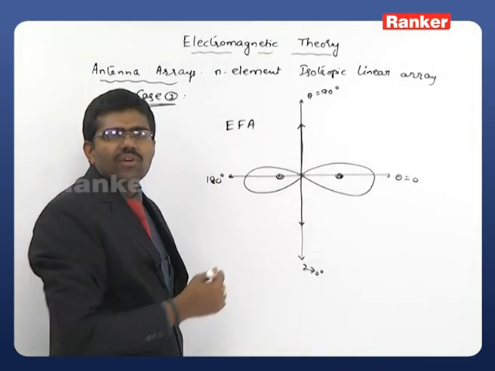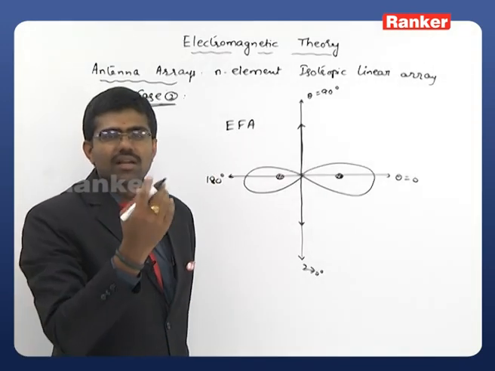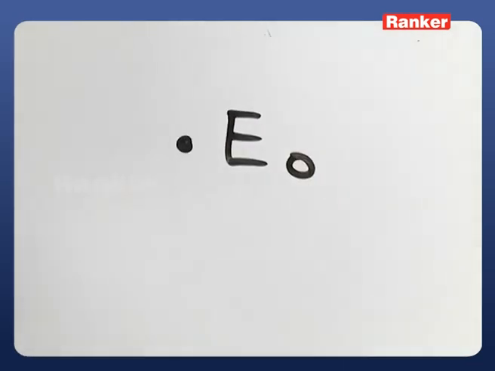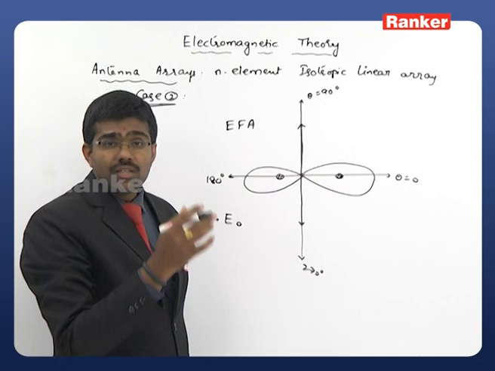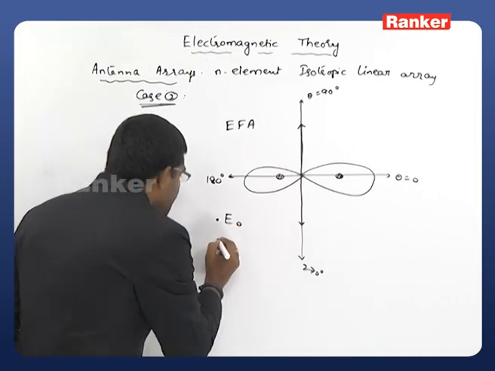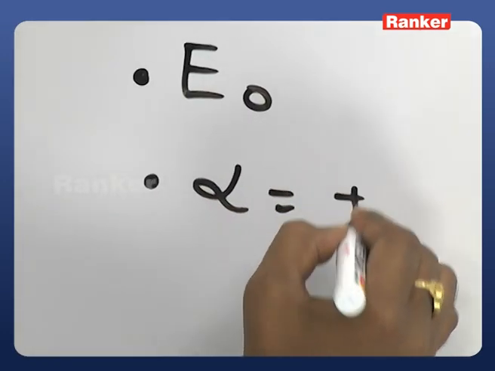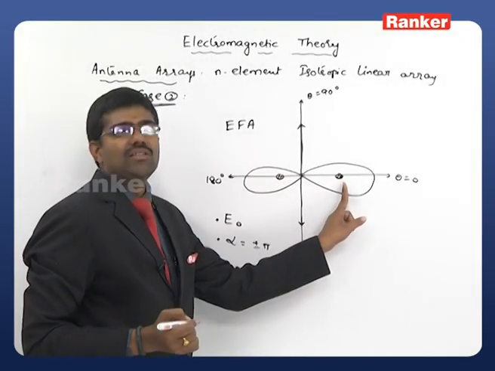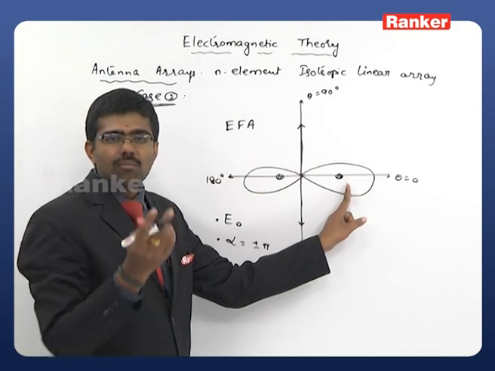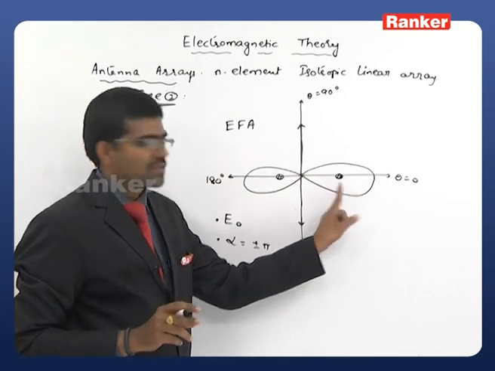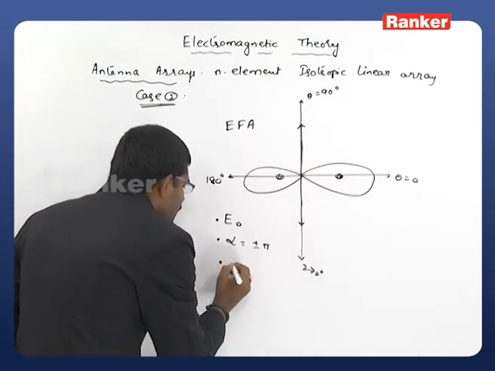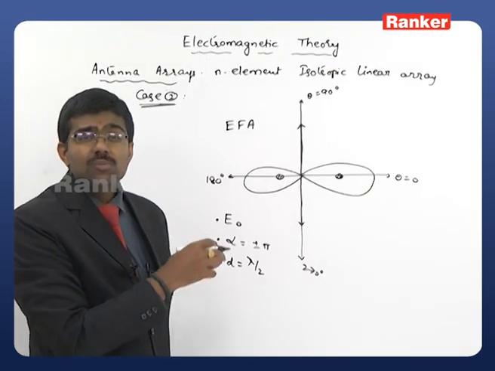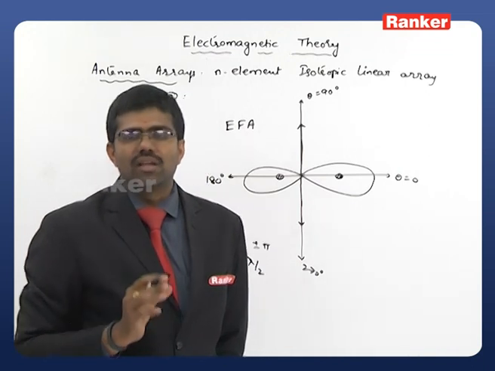Now to obtain this end-fire array, what are the conditions? The initial conditions we took: the magnitude that I applied is the same, E0. The magnitude is the same, but the phase difference is 180 degrees, so alpha is equal to plus or minus pi. If I apply E0 here, I have to apply minus E0 here. The magnitude is the same, but they are 180 degrees out of phase. And what will be the distance between them? The distance between them is lambda by 2. So this particular case will give us an end-fire array.